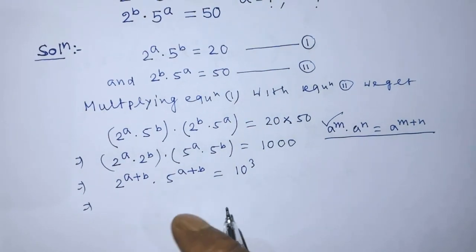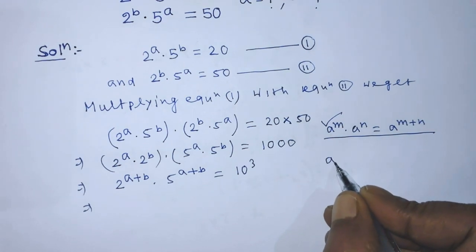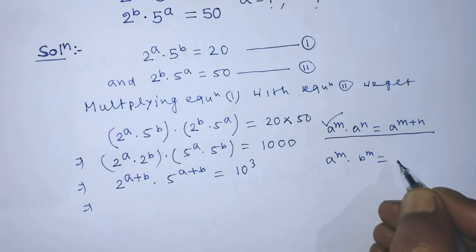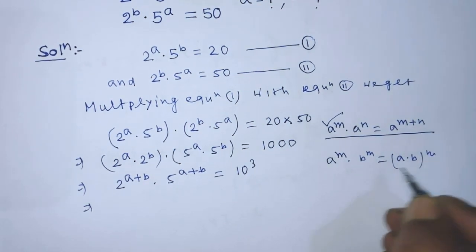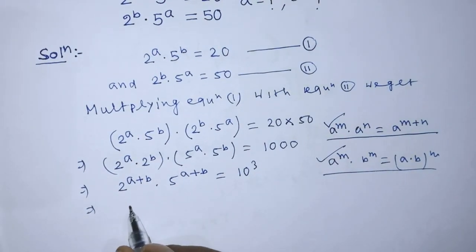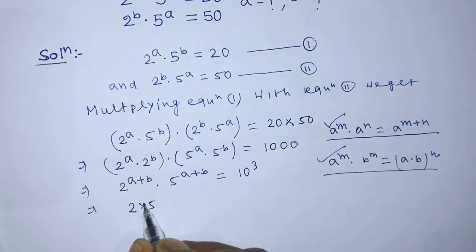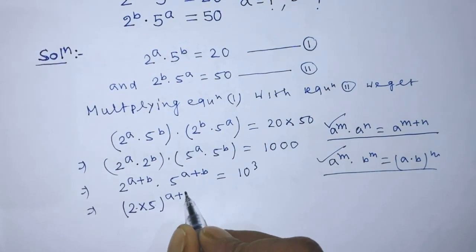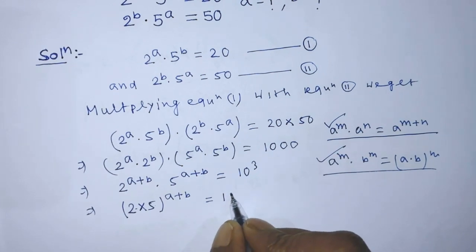So student, to simplify the left hand side of this equation, we have to apply the formula a^m times b^m is equal to (a times b)^m. So student, according to this formula we can write from the left hand side of this equation (2 times 5)^(a+b) is equal to, on the right hand side we can write in here 10^3.